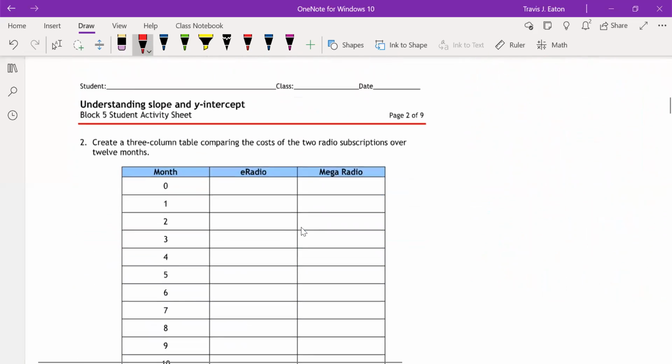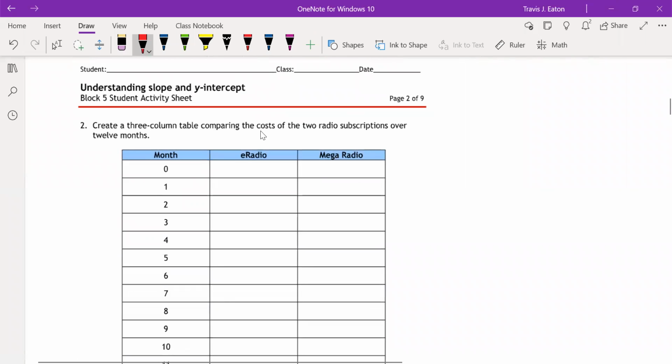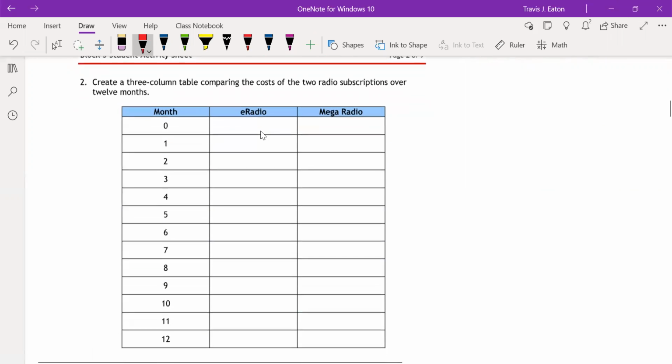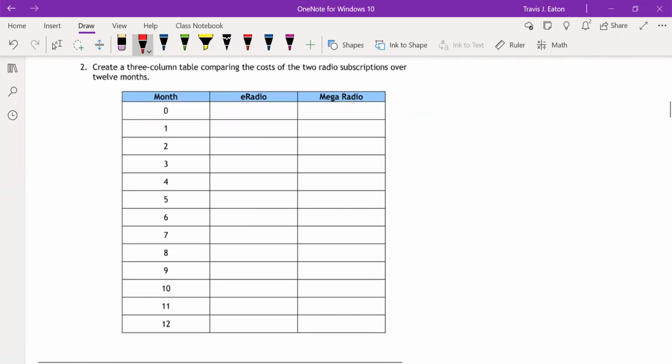All right, so let's create a 3-column table comparing the costs of the 2 radio subscriptions over 12 months. You can write this in your math book at the same time that I am, or you could even work ahead of me just a tad. Give me just a second to find it on my end without having to scroll up, and there we go.